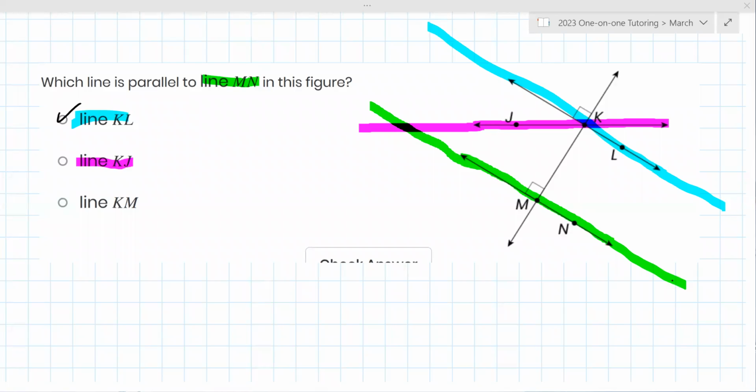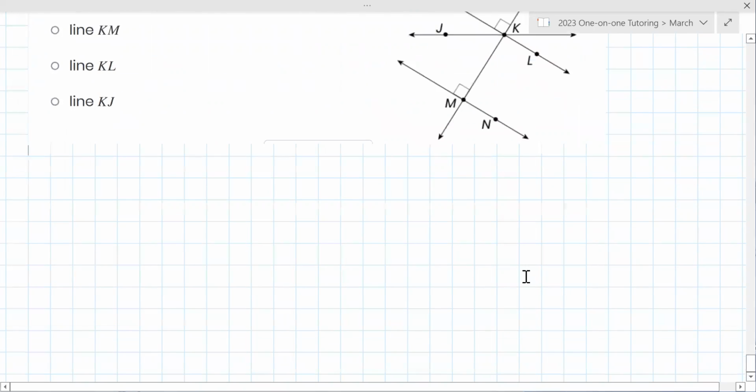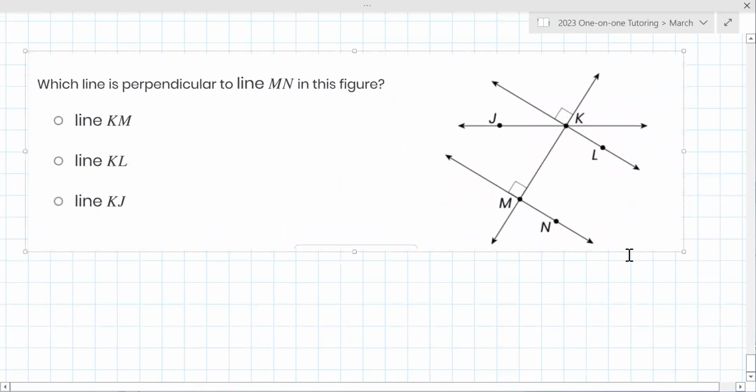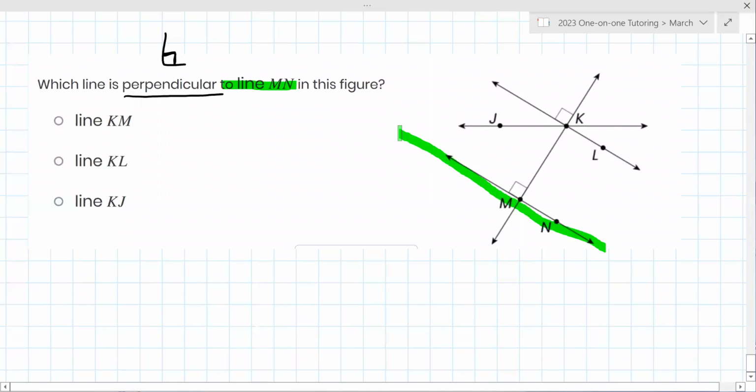Perpendicular. So the next problem looks at perpendicular. Perpendicular means they meet at a 90-degree angle. Which line is perpendicular to line MN? So perpendicular means that it meets at that 90-degree angle. Okay. It is the exact same drawing as the previous one. So MN is down here. Which line is perpendicular? Okay, so let's try that again here. Let's go ahead and diagram here. Line MN, there's MN, like that.